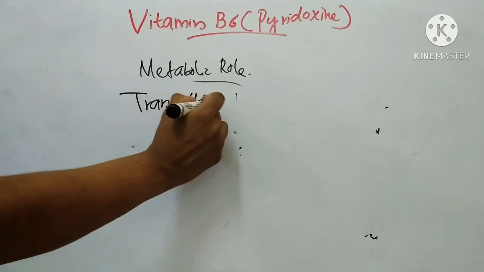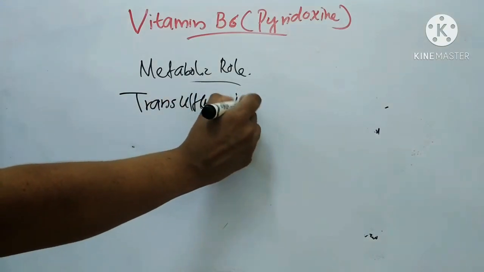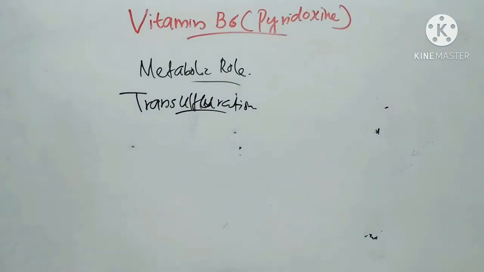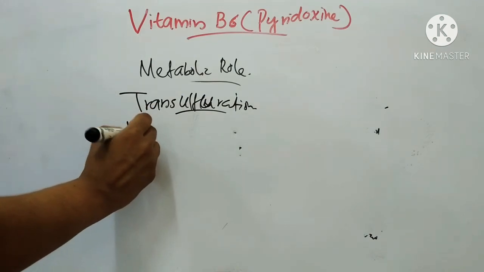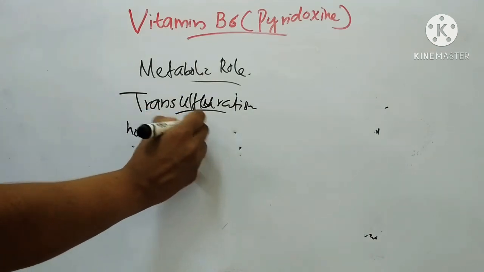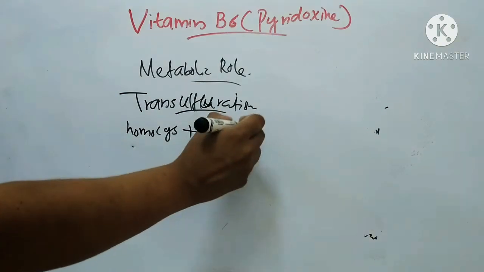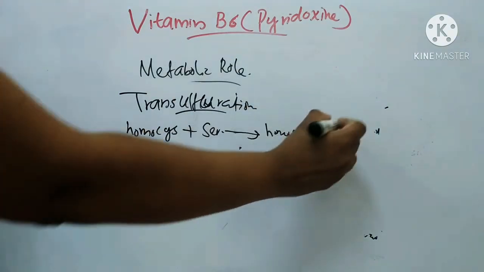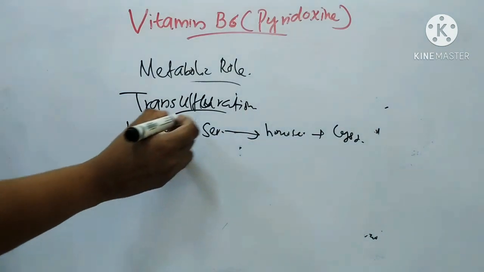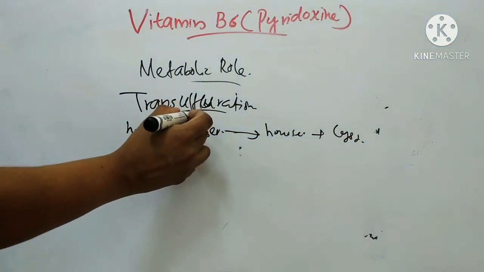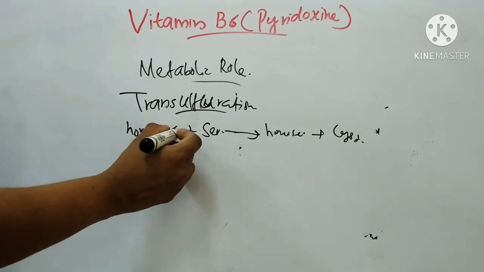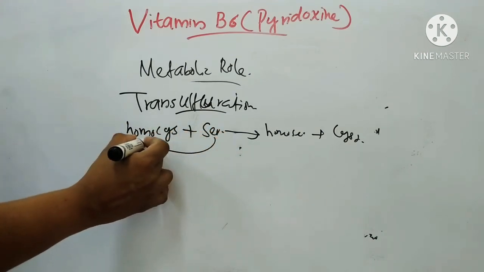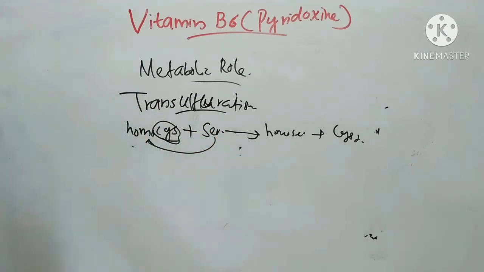Transsulfuration. It takes part in transsulfuration reactions involving transfer of SH groups. For example, homocysteine plus serine gives homoserine plus cysteine. So there is transfer of this SH group.